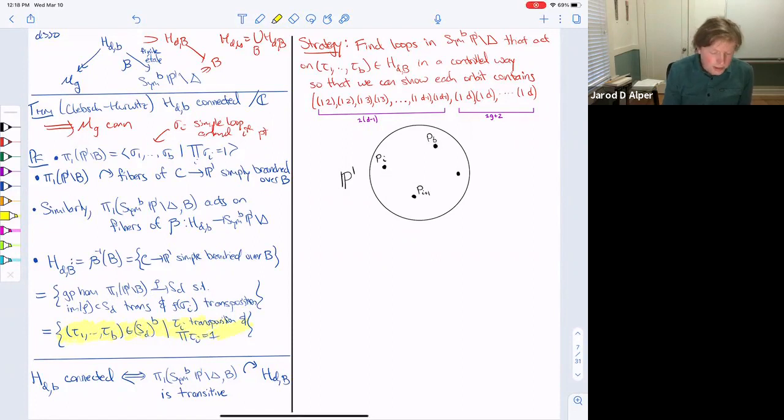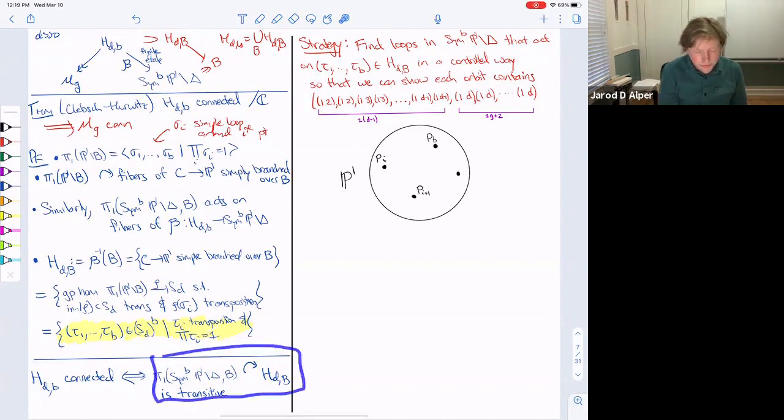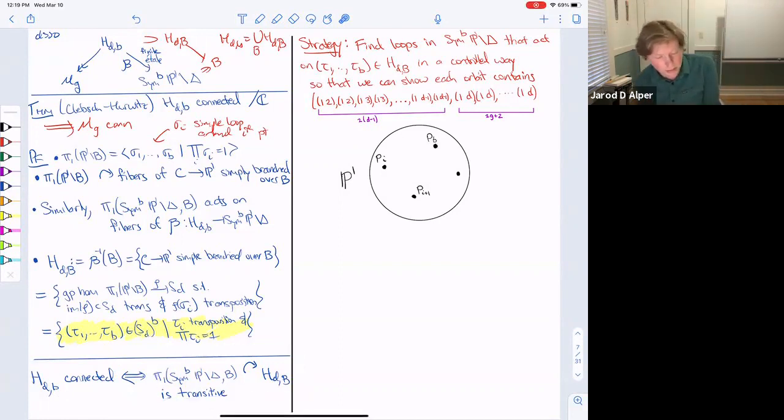So we could think this map is determined by the image of these simple loops, their transpositions. So we have the locus of b simple transpositions, transpositions, and their product needs to be 1. And we're after the connectedness of this Hurwitz space, and this is equivalent to the transitivity of the action of the fundamental group on this fiber.